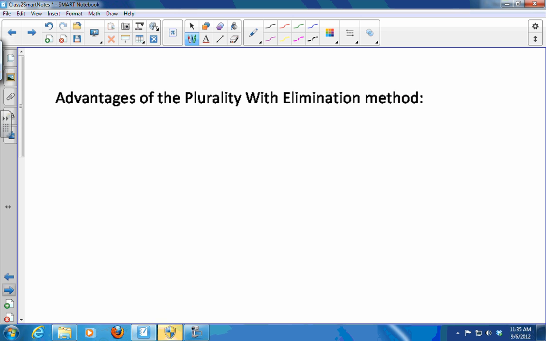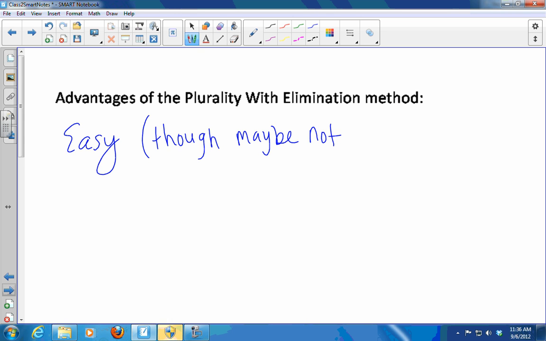Okay, so what are some advantages? What do you like about this? Okay, easy. It's harder than the Borda count for me. Though maybe not the easiest of all our methods. It's still relatively easy to explain to someone how it works. Yeah. And that's an important fact.